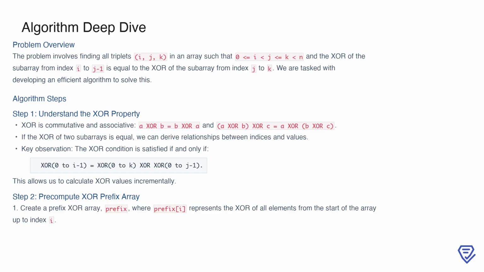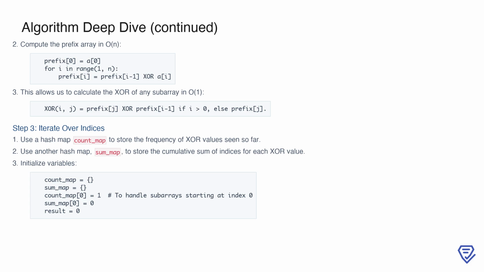Specifically, the problem reduces to checking if the XOR of the prefix up to i-1 equals the XOR of the prefix up to k XOR'd with the prefix up to j-1. This insight allows us to use prefix XORs to simplify the calculations, which we will pre-compute to make subsequent operations efficient. To efficiently calculate subarray XORs, we begin by pre-computing a prefix XOR array. This array, prefix, stores the XOR of all elements from the start of the array up to each index. The computation is straightforward: initialize prefix[0] as the first element of the array, and for every subsequent index, the prefix value is the XOR of the previous prefix and the current element.